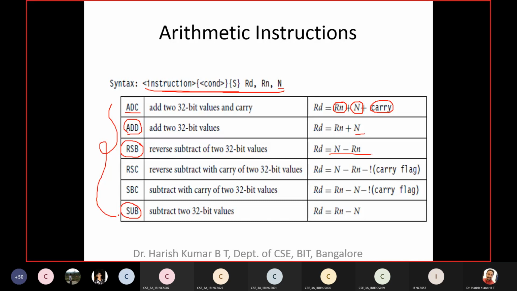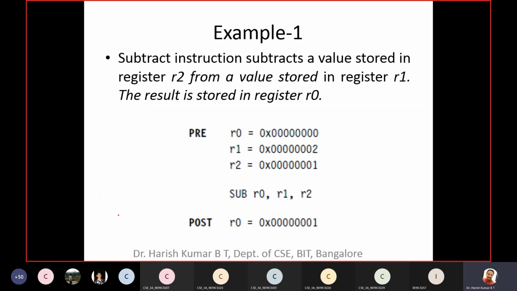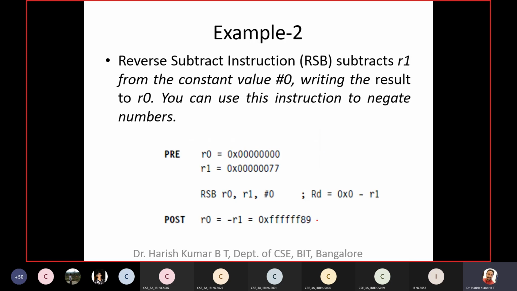Yes, sir. Okay. Now we have the example. I think it's not necessary to go into detail with this example because all of you know this. R1 is 2, R2 is 1, R0 is 0, and R0 is the destination register. 2 minus 1, the result is 1.